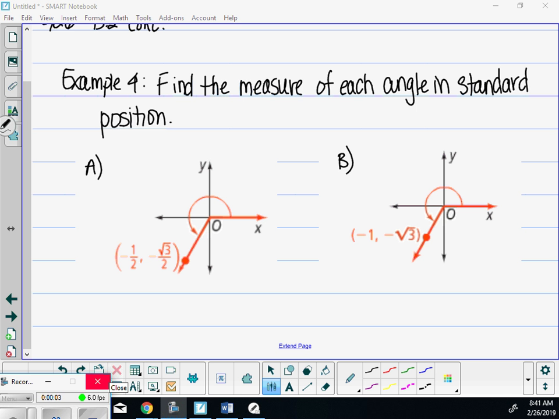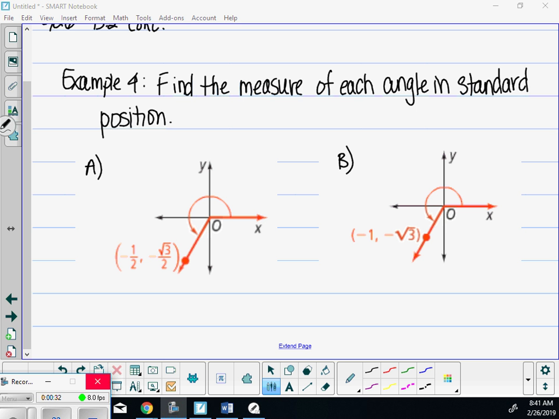So yesterday we talked about finding the measure of an angle in standard position, but we dealt with problems where both of these numbers were essentially the same. Both coordinates were the same or similar. Maybe one was negative, one was positive, but basically they were the same absolute value, which meant that we were dealing with a 45-degree angle in that quadrant.